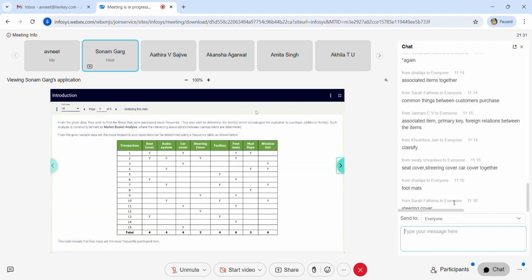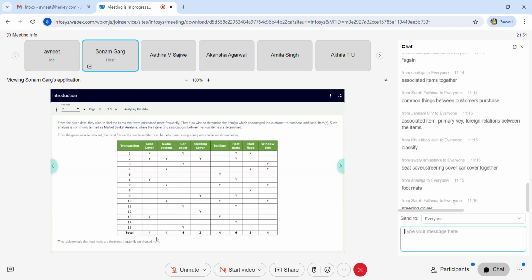We cannot just guess, do the guesswork and see. Here is the chart: seat cover was purchased, car cover was purchased, foot mats was purchased. So we find how frequently individual items was purchased. So this chart gives you an idea. Seat cover was purchased 4 times, audio system was purchased 4 times, and so on.